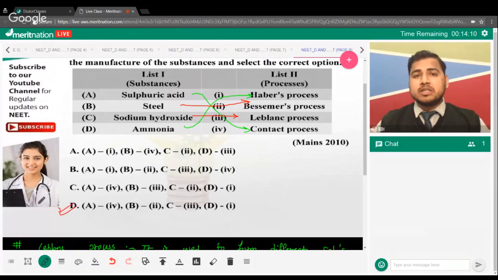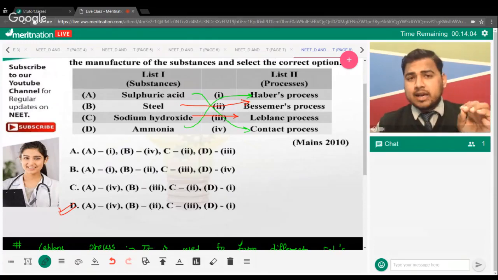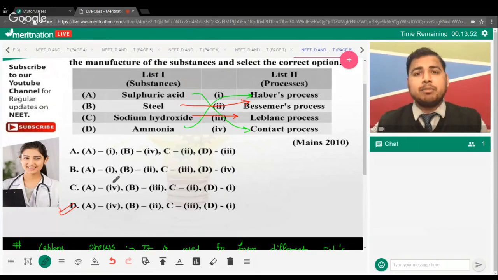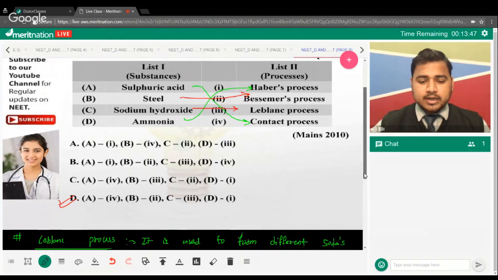Bessemer process is basically, students, from long before, in the initial days, molten pig iron is used to convert into the steel, is used to form the steel by the Bessemer process by passing air through it, oxidation of molten pig iron. So this is for the steel manufacturing. So finally, this option D is the correct answer.